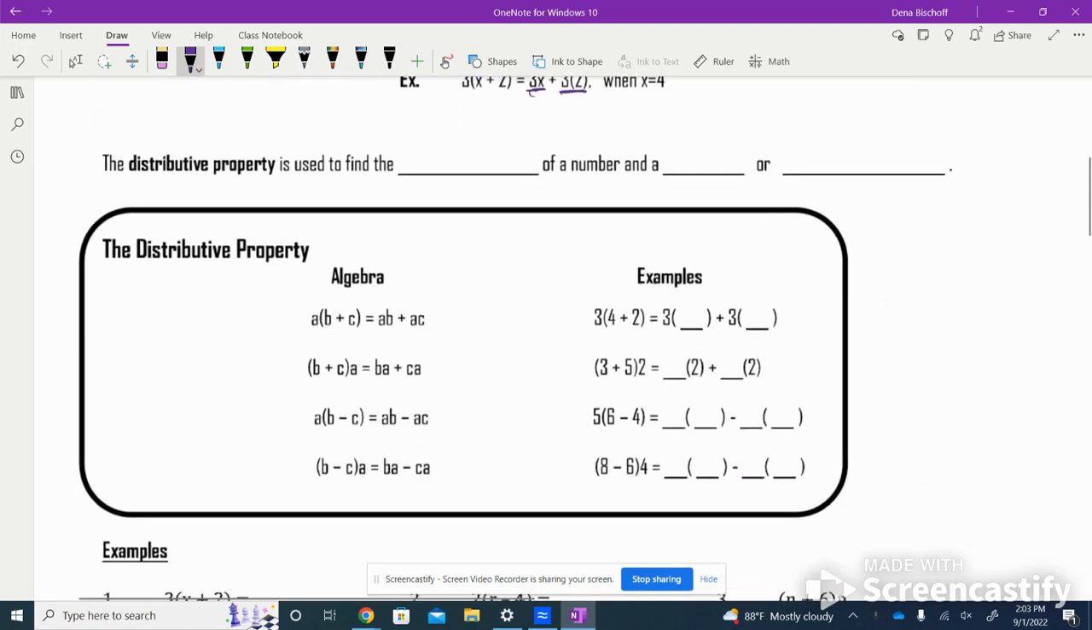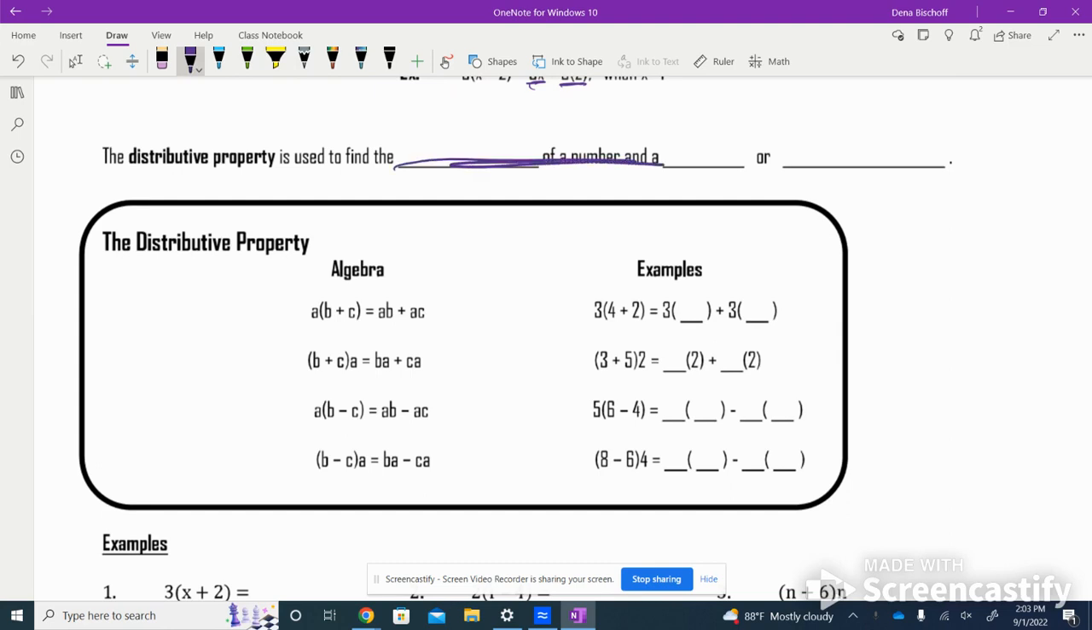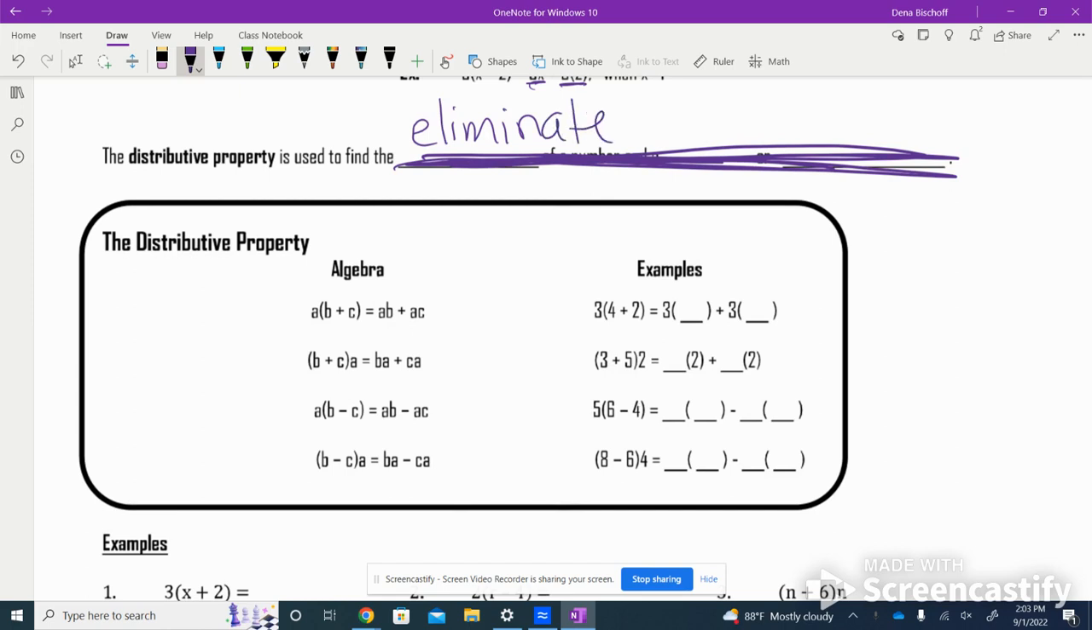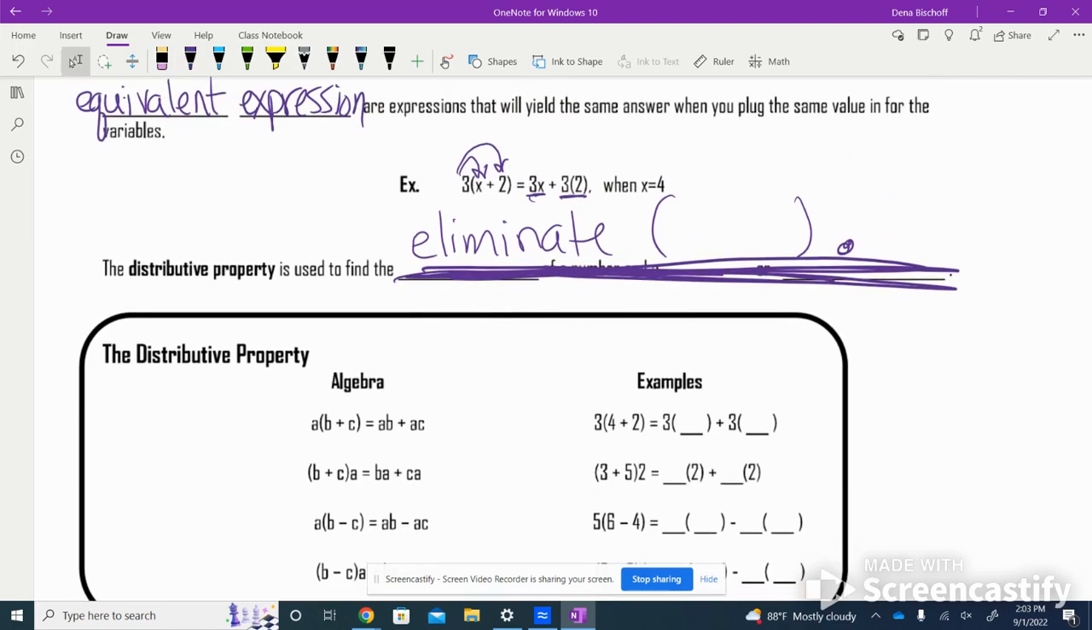Okay. So here's when I'm just going to scribble all this out. Here is when we use the distributive property. We use the distributive property to eliminate parentheses. That's why we use the distributive property. We use it to get rid of or eliminate parentheses. That's what we use it for, okay? It's important to eliminate parentheses.